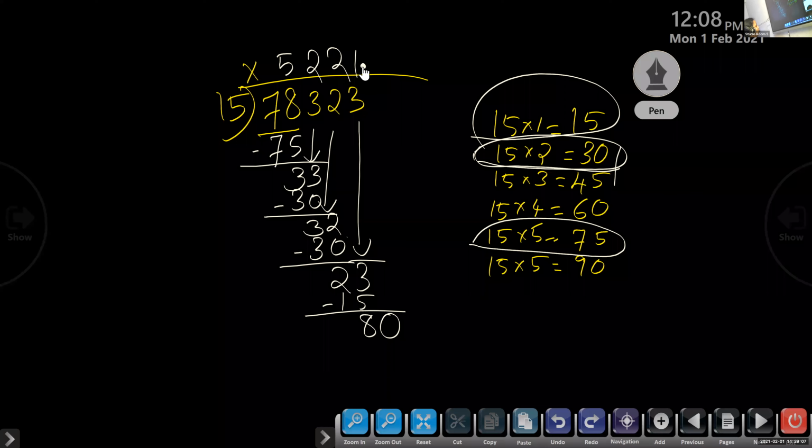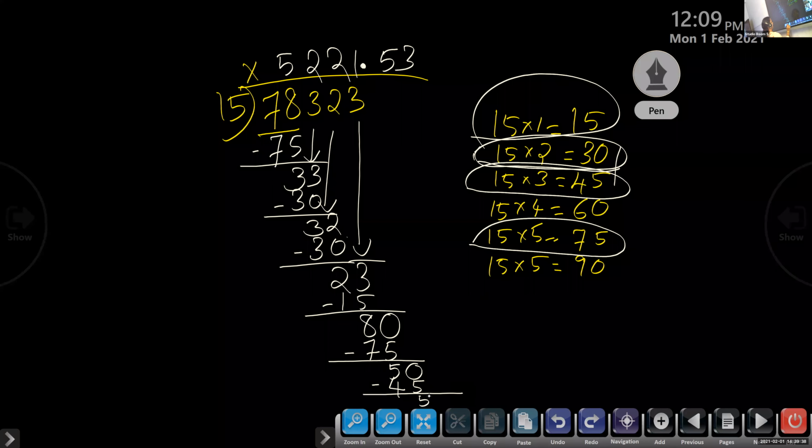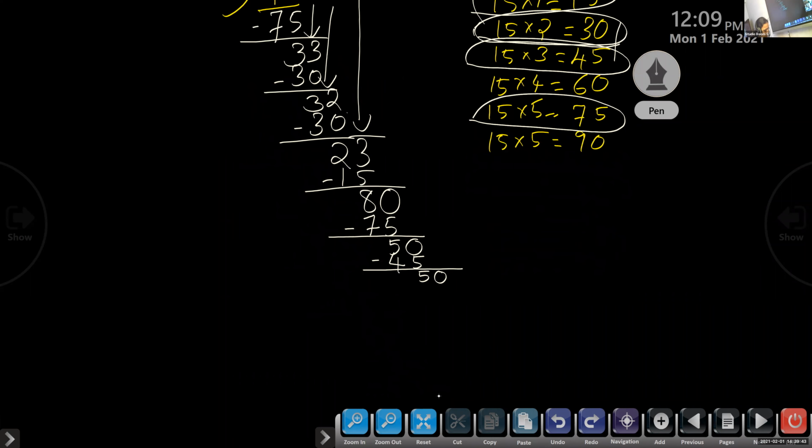Okay, now Isha, continue. Look at the table. 80 is not there, so we'll take 75. 15 times 5 is 75. Then 5, add 0 again. We'll take 15 times 3, which is 45. Then 5, add 0 again. The same, we can take 3. So again 3 times 15 is 45.